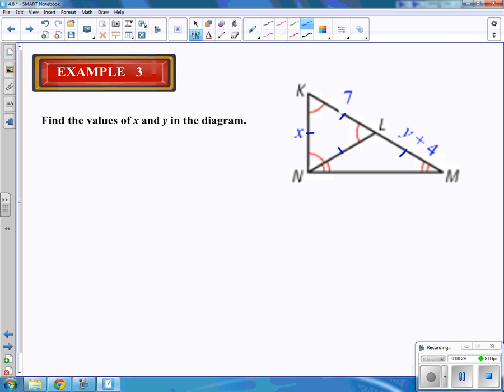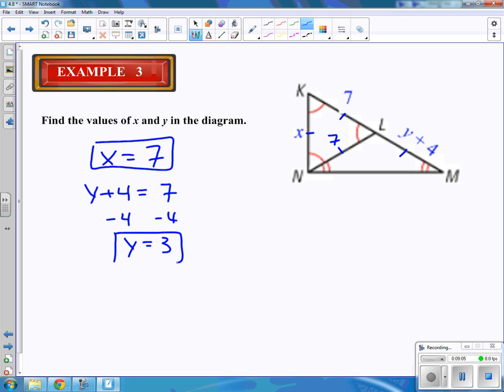Okay, so let's go back. X. In my triangle KNL, since it's equilateral, I know that X is simply going to equal 7 because it's the same length as side KL. I also know that side NL will equal 7, so I'm going to put that in my diagram because now I can relate that to side LM. Okay, so y plus 4 is LM, but we know it's congruent to side NL, which equals 7. So now we can solve for y, and we get a value of 3. So x equals 7 and y equals 3 are our 2 variables here.